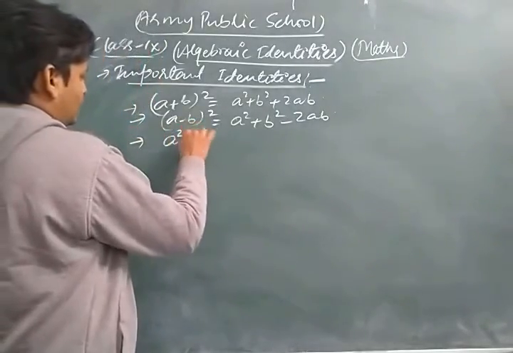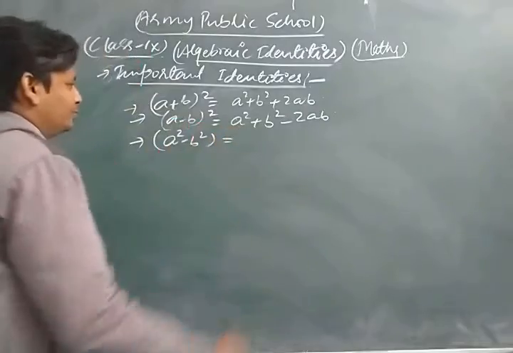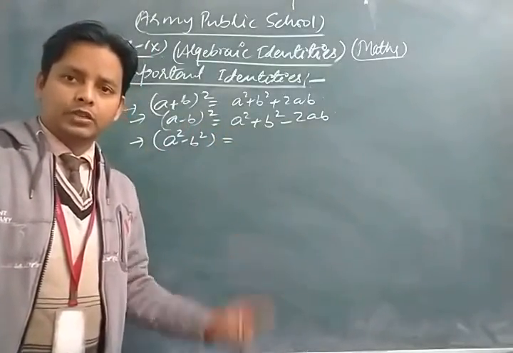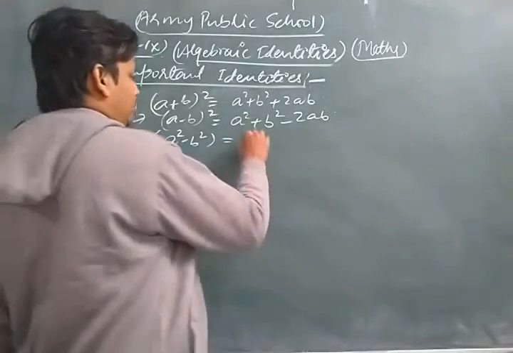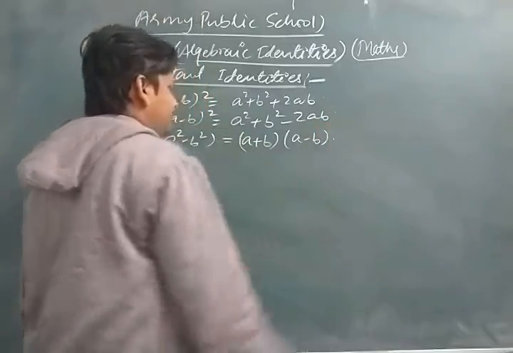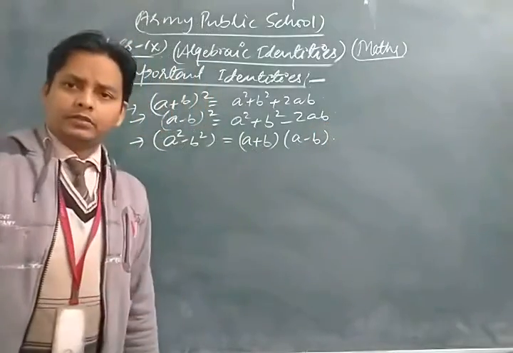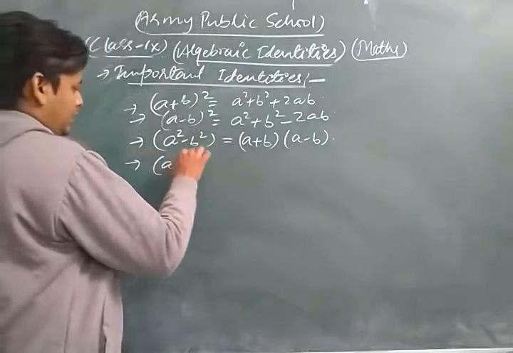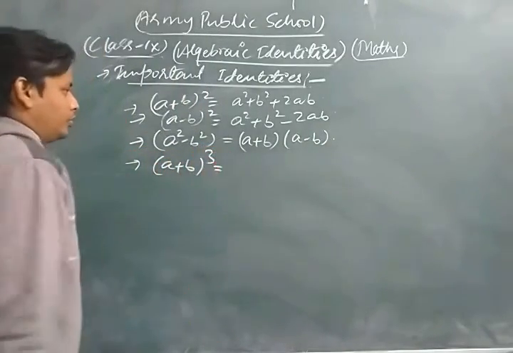Third, next one is A square minus B square. This is also a very important algebraic identity related to your syllabus, which is equal to A plus B in one bracket and A minus B in another bracket.